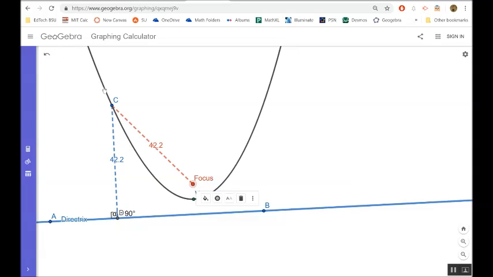And GeoGebra created the parabola based on this focus and the directrix, such that every point that's on the parabola, like this point C, is equidistant from the focus and the directrix. When we measure the distance from a point to a line like a directrix, it does need to be perpendicular, which is the shortest distance. So you could see as I move around the point, I'm getting closer, but the distances are the same. And at one point I'm going to get to the vertex, and it looks like it's about 5.7.